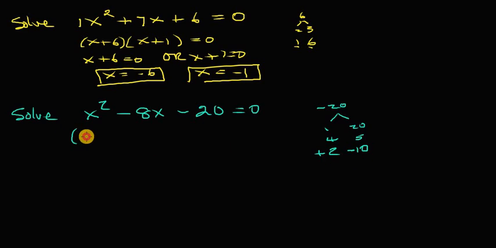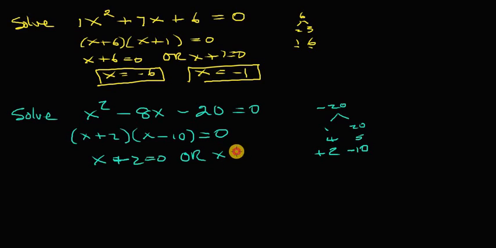And so now I can write x plus 2 times x minus 10 is equal to 0. So that means that x plus 2 is equal to 0, or x minus 10 is equal to 0, which means that x is equal to negative 2 or x is equal to plus 10, and that's my solution there.